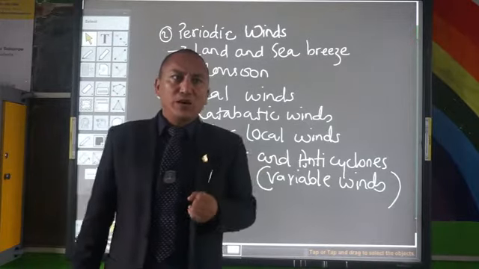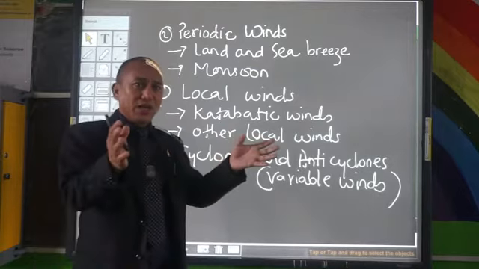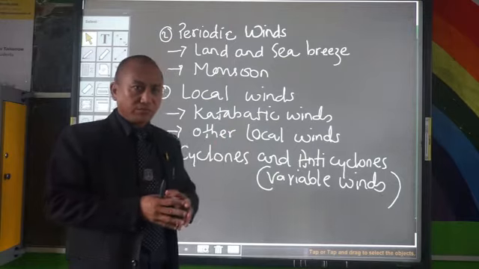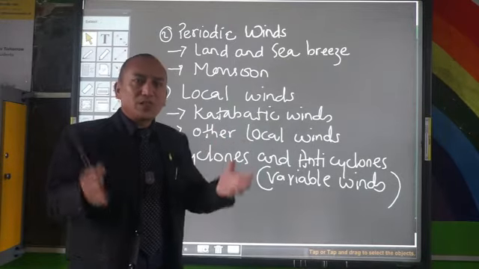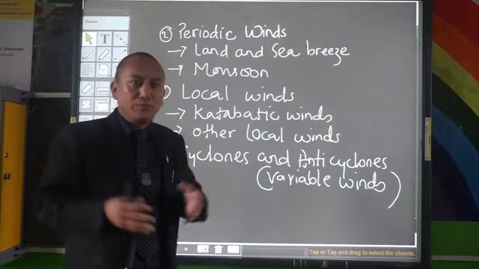Like for instance, we have the cold winds. Examples of cold winds which blow in a small area. Like for instance, we have Mistral, which blows in southern France. Then southerly busters, which blow in Australia. Bora, which blows in the Hungarian basin.